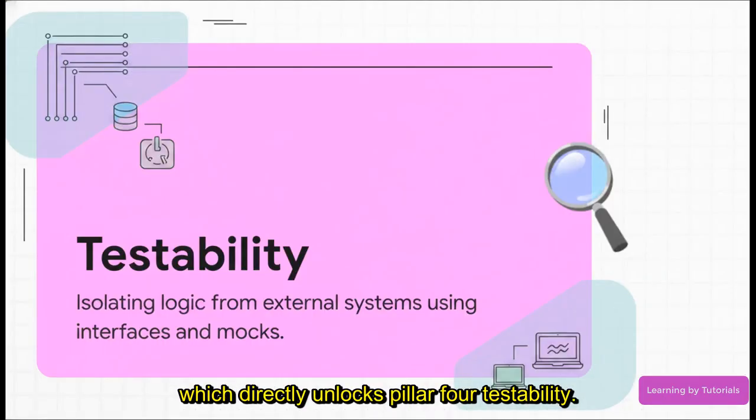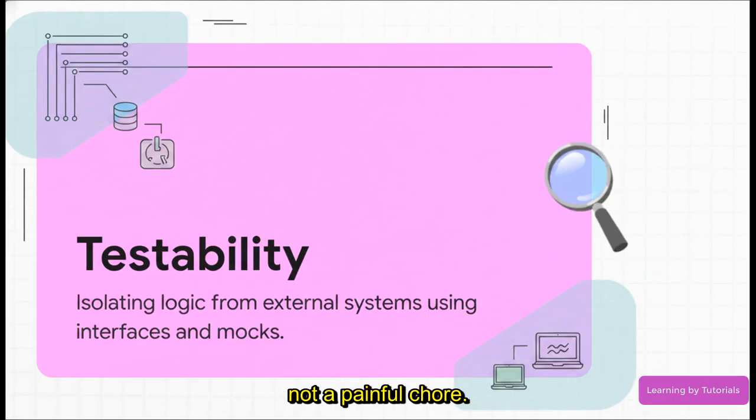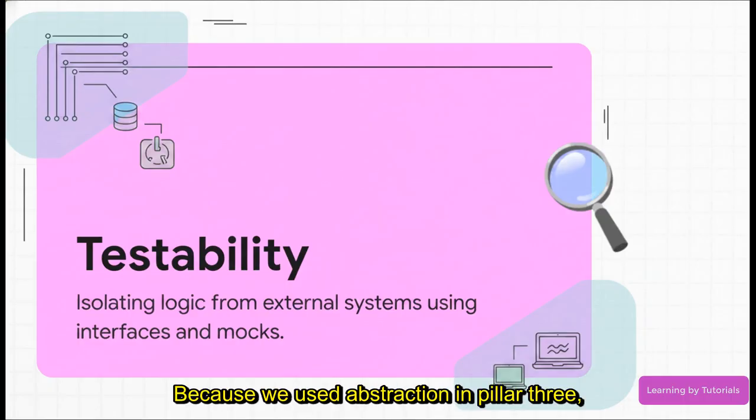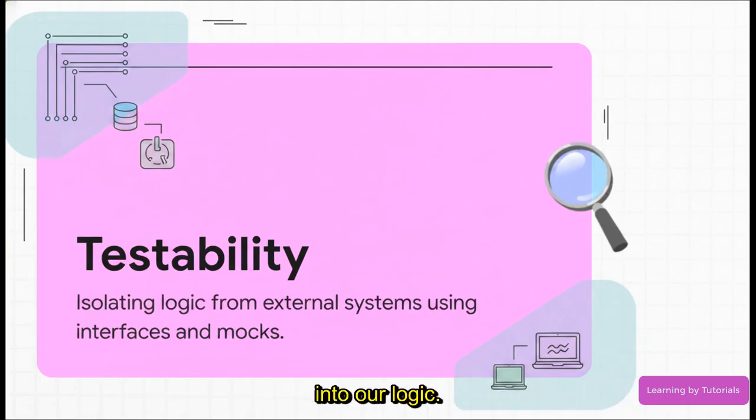Which directly unlocks Pillar 4, testability. Good architecture makes testing straightforward, not a painful chore. Because we used abstraction in Pillar 3, we can now pass mock or fake implementations right into our logic.